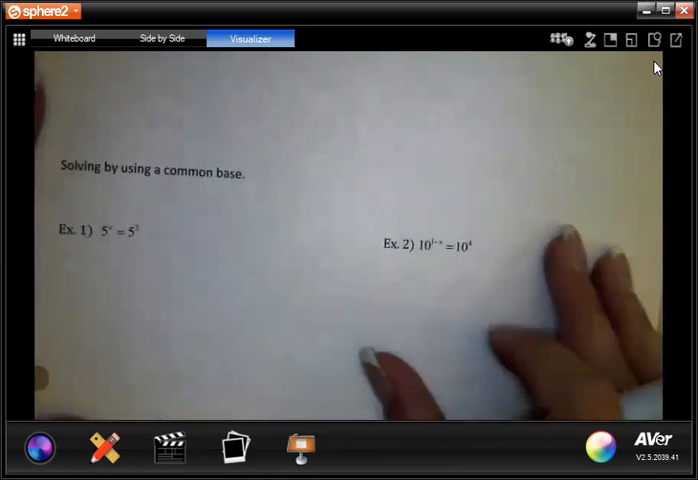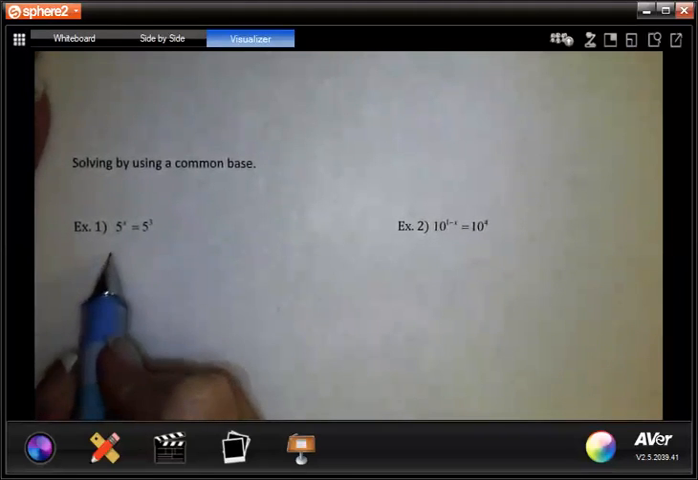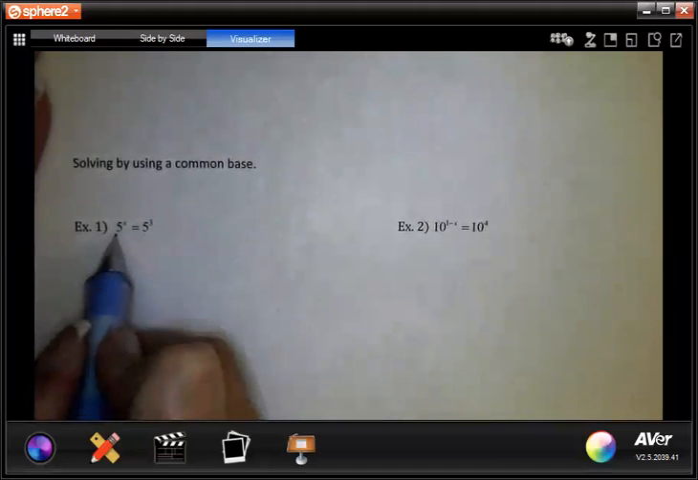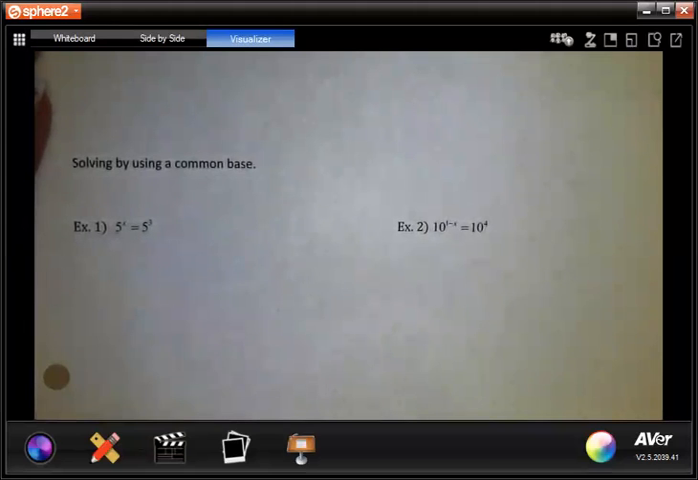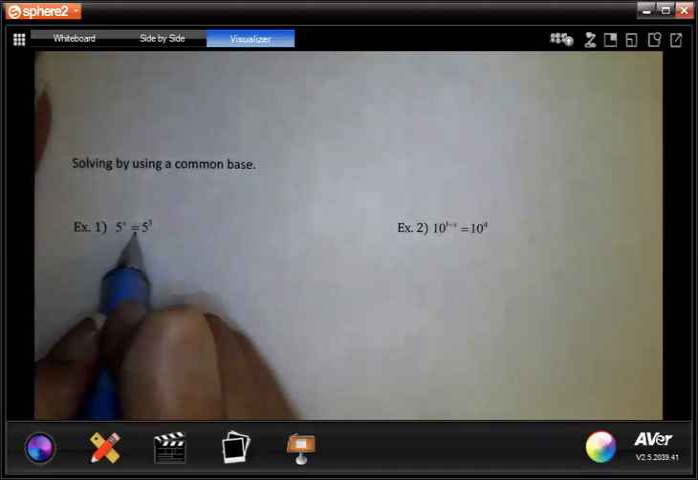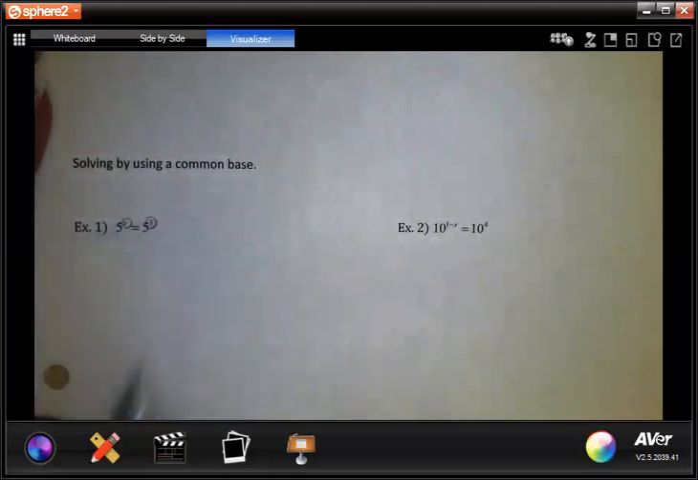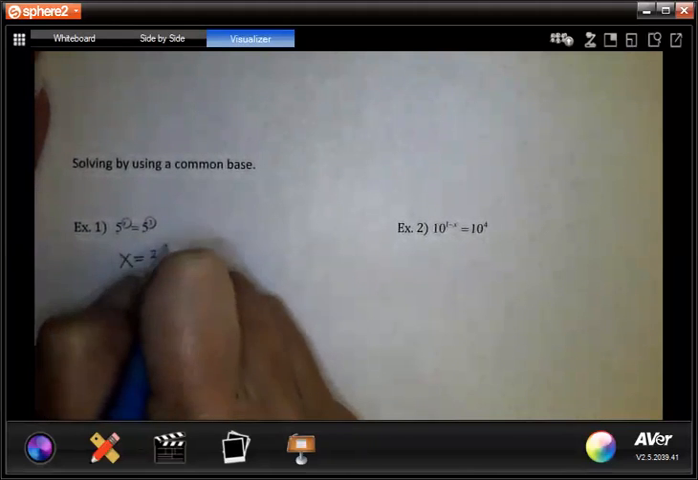Now to do real math, we're going to solve using common base. And we'll start with this first one. That's really easy. We have 5 to the x equals 5 to the third. Now when we have the same base on opposite sides of the equal sign, we know that the only way that these are going to be the same value is if this exponent is the same as this one. That's the only thing that can happen there for both sides of the equal sign to be the same value. So x would have to be equal to 3.